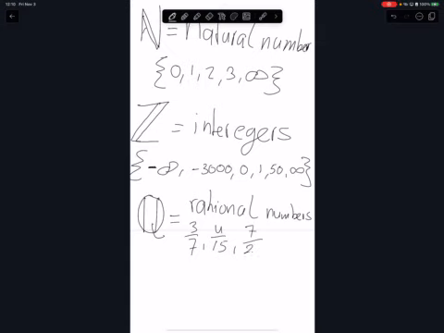Seven. Wait, you can divide that. A rational number, when you place it in a decimal, the number keeps, yes, repeating itself.